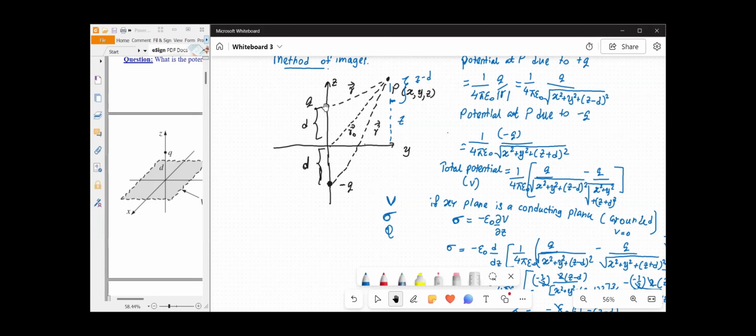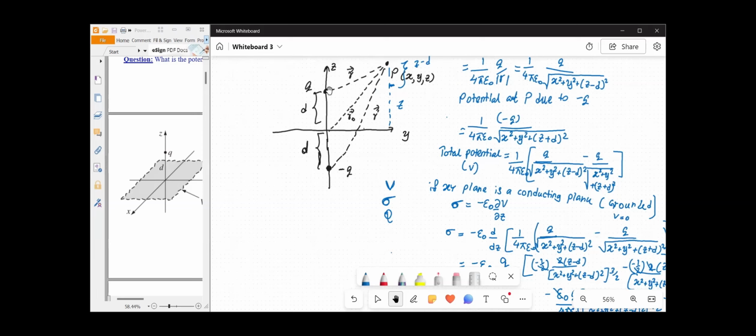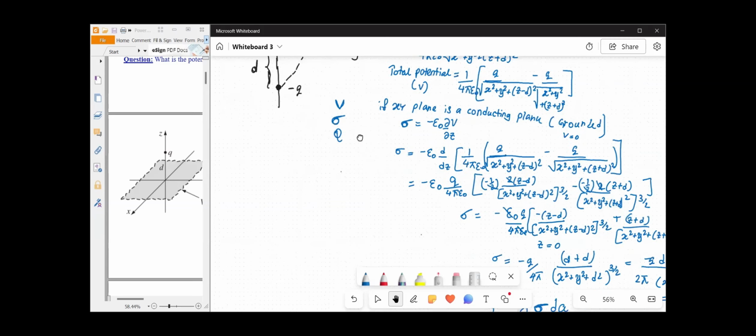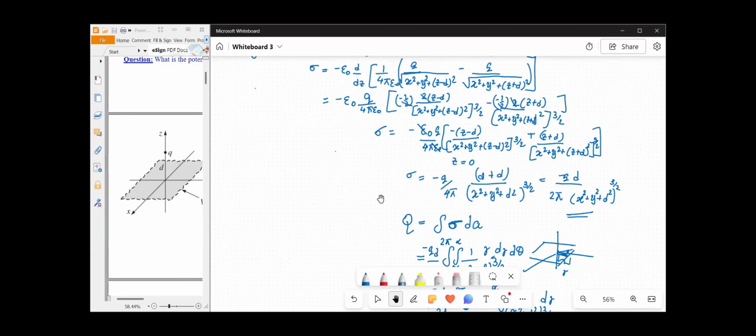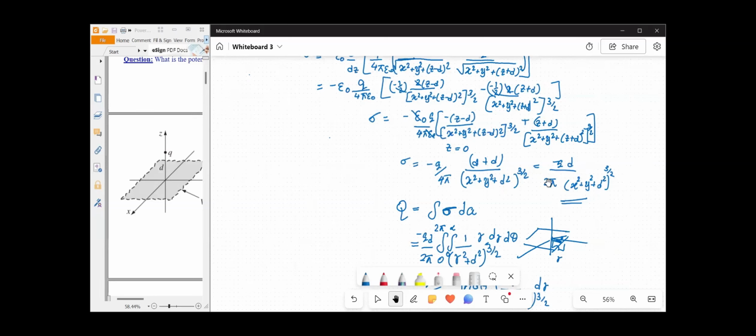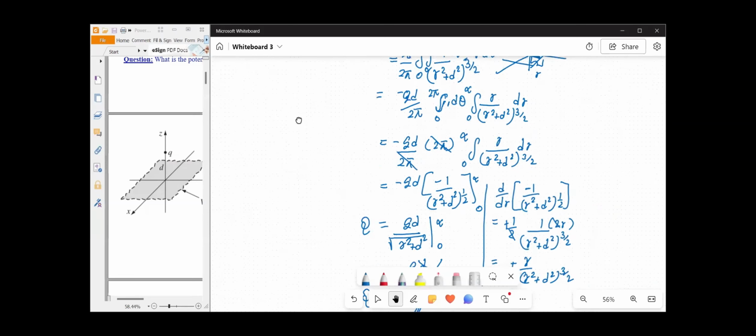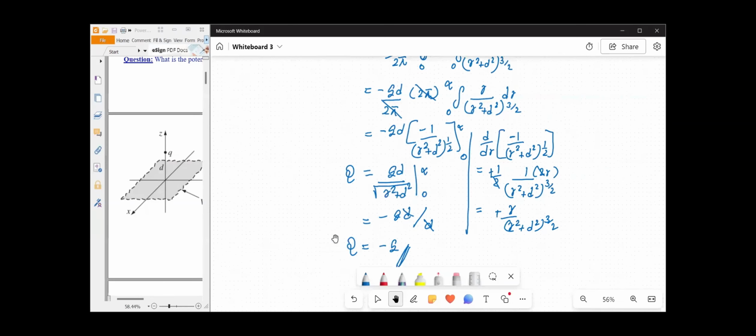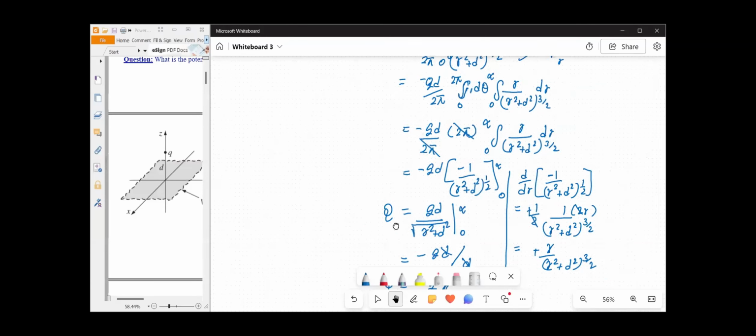With this initial condition we considered plus q, then we introduced minus q, and because of this plus q, we have a charge distribution on this xy plane that changes with x and y. Also, with the distance d, the charge density will change. And the final result we obtained, the total charge that will be induced in this situation, is equal to minus q.